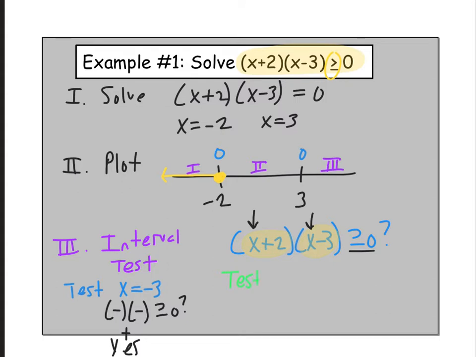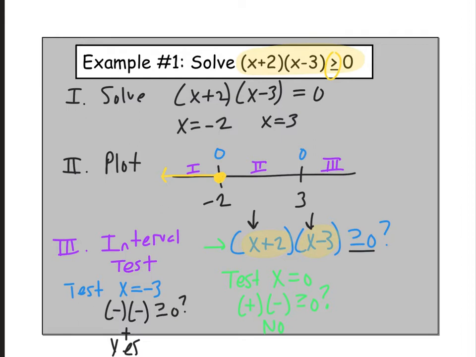Now I will test something in interval 2, any number between negative 2 and 3. So I'm going to test x equals 0. That's usually an easy one to work with. And again, I'm going to plug it into this format right here. So if x were 0, the first factor would be positive. The second factor would be negative. Is a positive times a negative greater than or equal to 0? A positive times a negative is negative. That is not greater than or equal to 0. So that interval does not work.